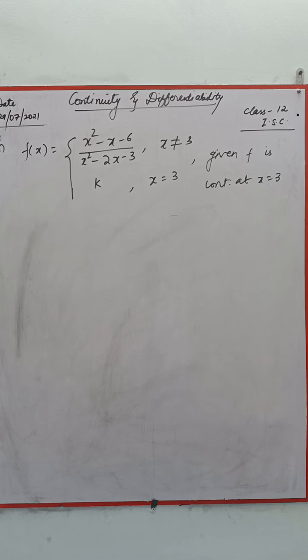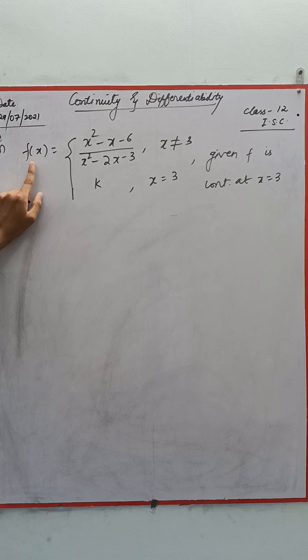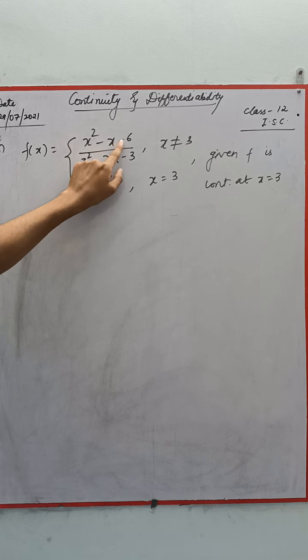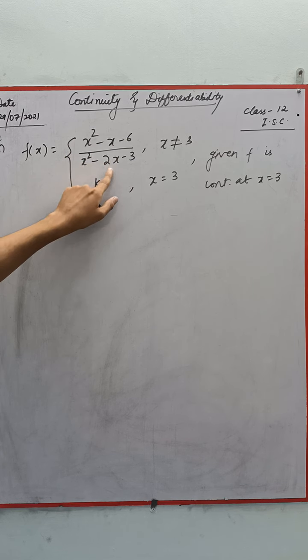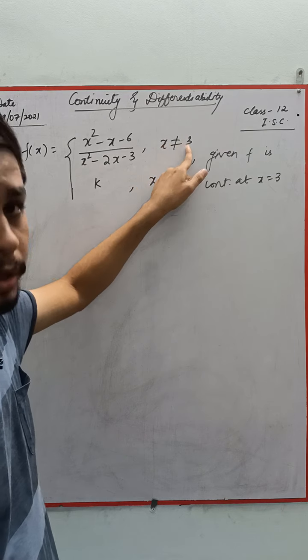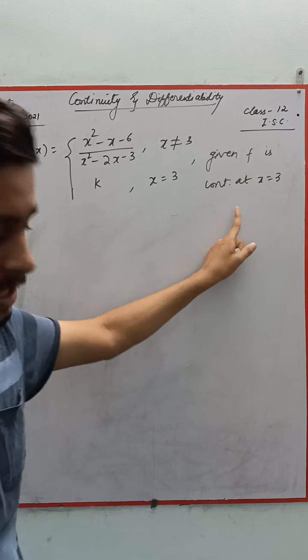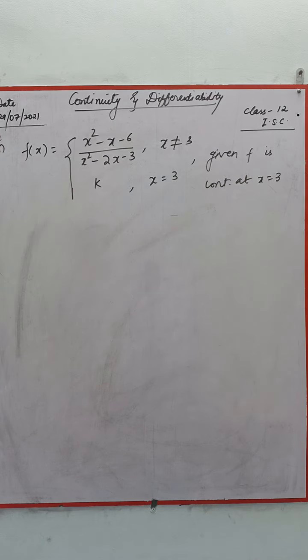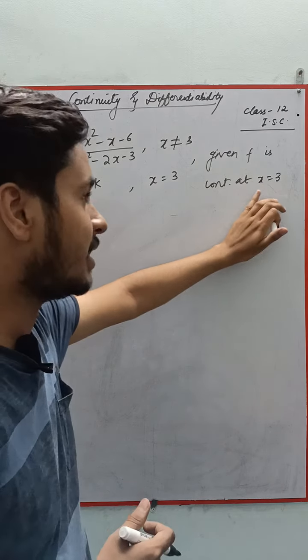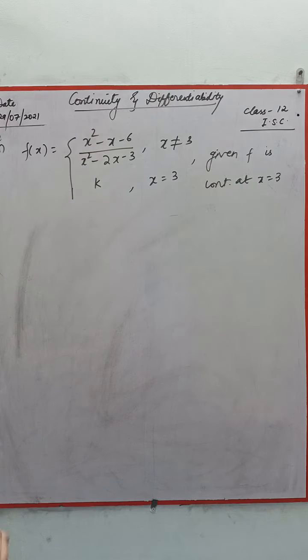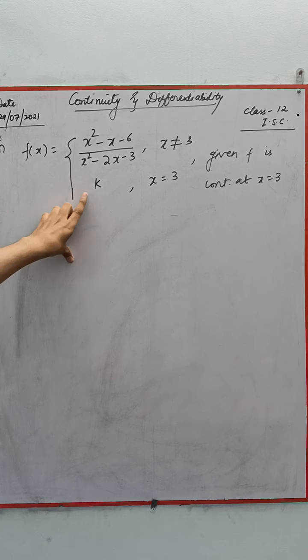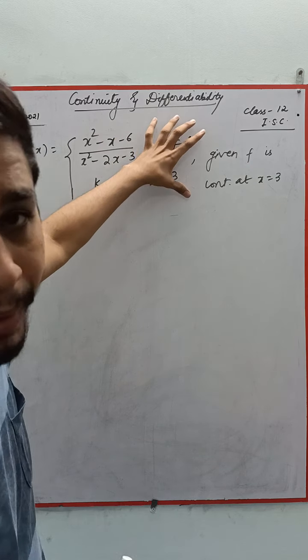Alright, now let's see this question. We are given f(x) equal to (x square minus x minus 6) upon (x square minus 2x minus 3) where x is not equal to 3, and k when x is equal to 3. Given f is continuous at x is equal to 3, we have to find the value of k. Now in the previous question we have seen the same kind of question where we were asked to find the value of k, but that was of the inequality case.